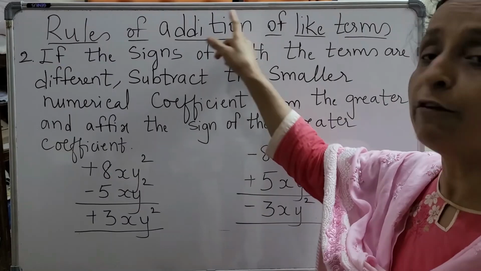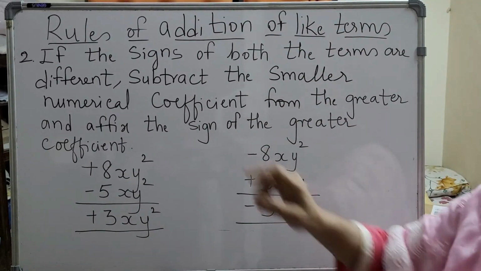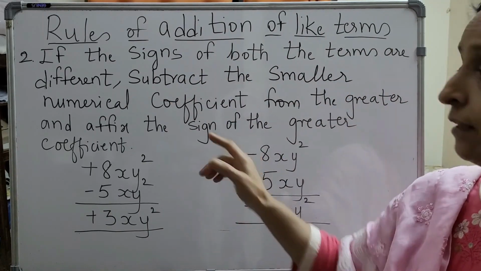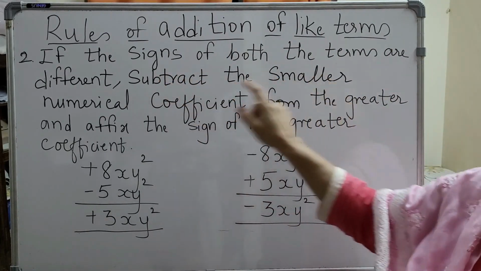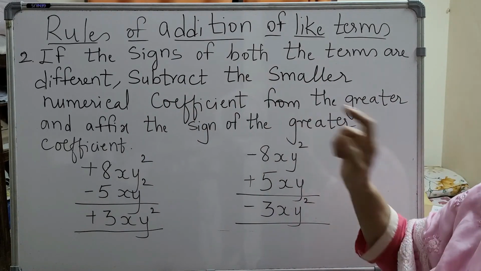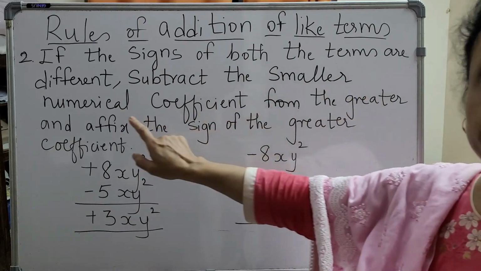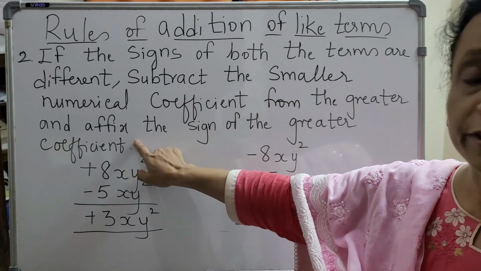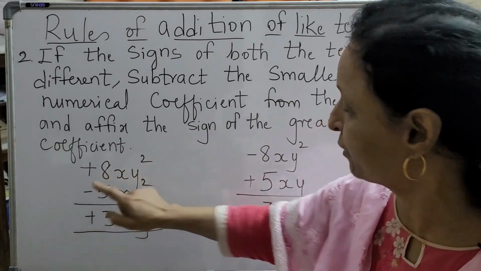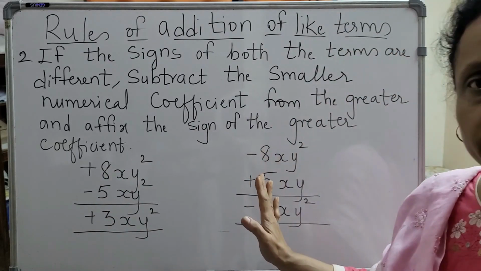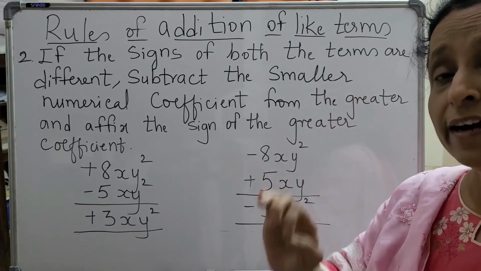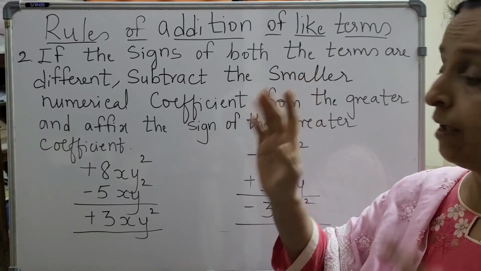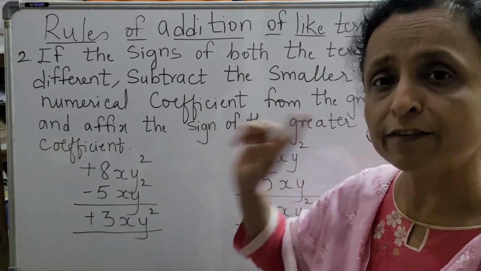Now the second rule of addition of like terms. If the signs of both the terms are different, subtract the smaller numerical coefficient from the greater and affix the sign of the greater coefficient. See, here it is different, plus minus, minus plus, both are different. The coefficients have different signs, so you have to subtract. 8 minus 5, it is 3.